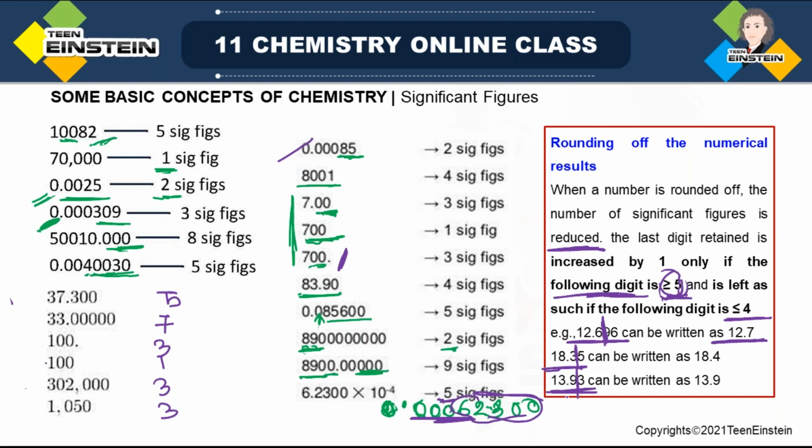But for the third example, if you want to write up to this, after 9 the next number is 3, which is obviously lesser than 4. Any of these conditions you can choose, they actually mean the same thing. So now you can write it as 13.9. This 3 has no significance because it is lesser than 5 and not even equal to 5. That is why it is left as it is. In this way we can round these numerical results.